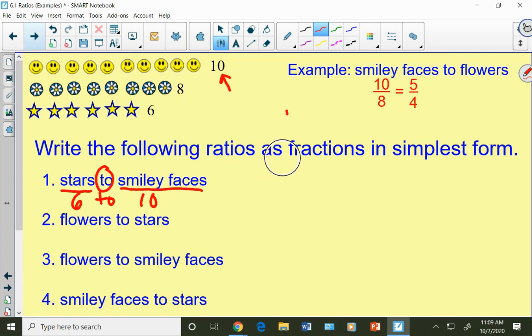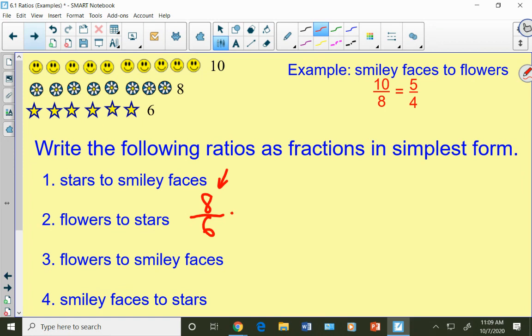Let's try the second one, number 2. Number 2 says flowers. Go up here to the top. There are 8 flowers. There are 6 stars. Now, that's an improper fraction. Mr. Renfro, this is not going to be on my chart. You're right, it's not going to be on the chart.